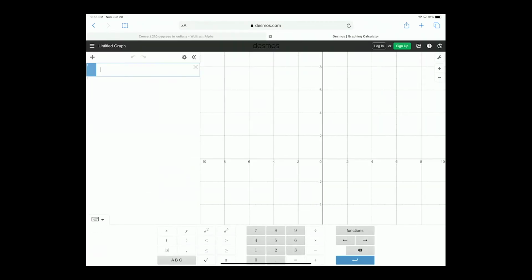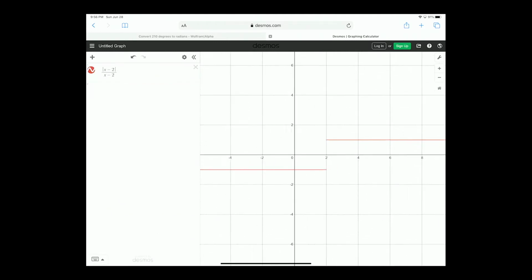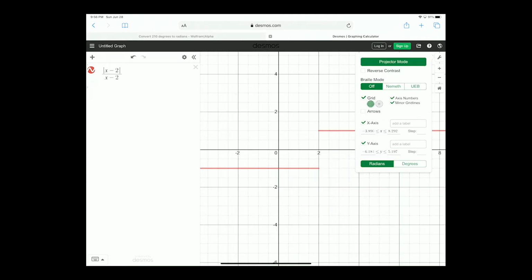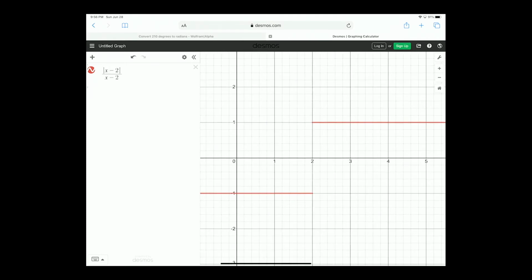All right, here we go. So if I go absolute value, x minus 2, divide x minus 2. All right, there you go. I'm going to make the graph a little nicer. Projector mode. Okay. Well, there you go. So that's just the graph that we just saw.